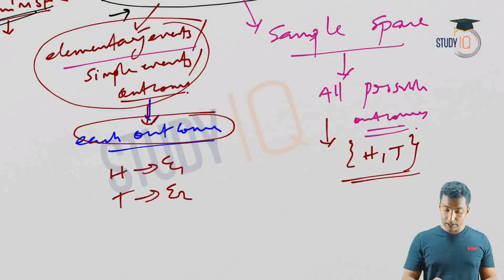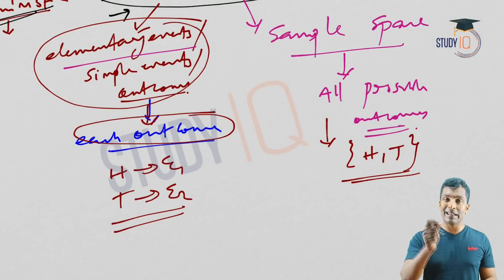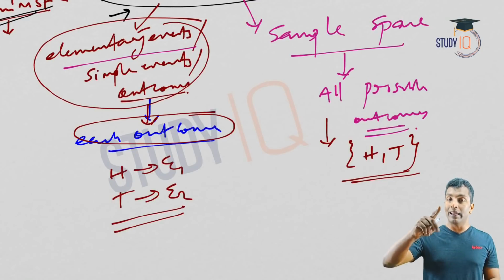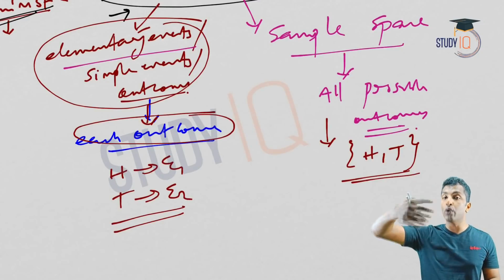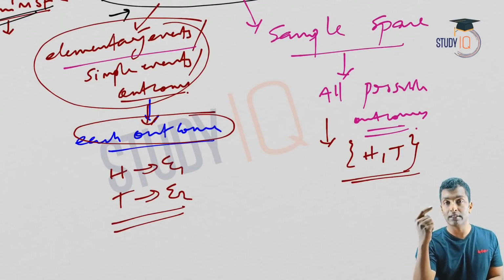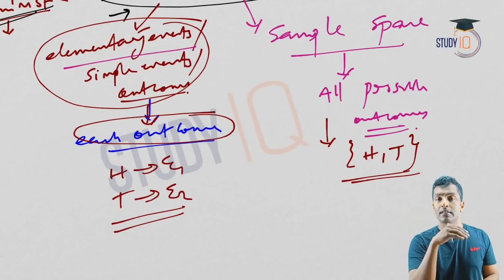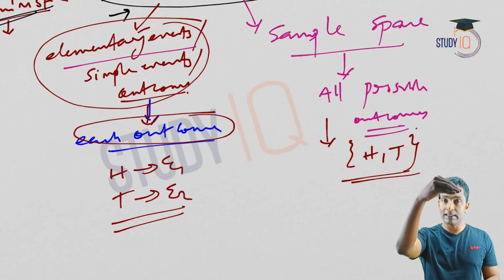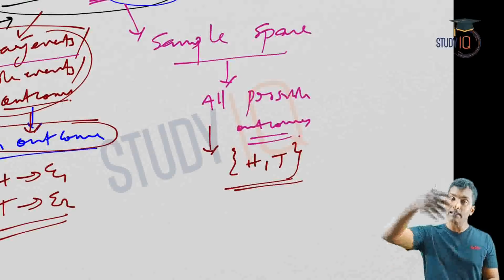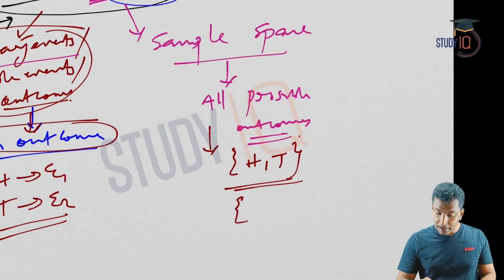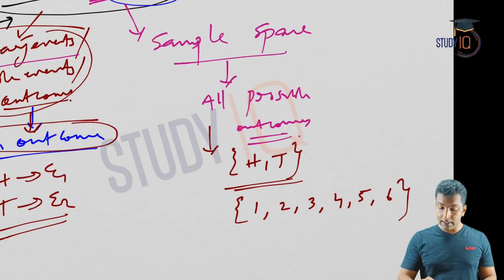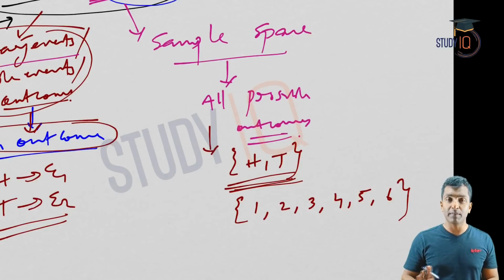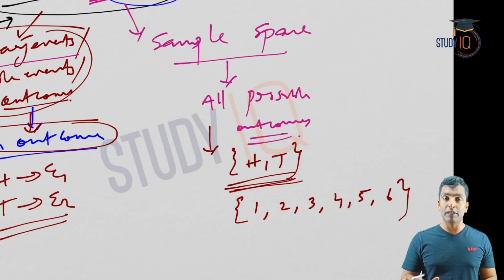So I hope you understood the difference. Elementary event means each outcome which is possible. When you're rolling a die, getting 1, 2, 3, 4, 5, 6 are different outcomes, right? The first outcome, getting 1, is elementary event 1. Similarly, getting 2 is elementary event 2. So there are 6 elementary events. If you club all these outcomes together, 1, 2, 3, 4, 5, 6, this is your sample space. So these two have to be clear for you, elementary event and sample space.